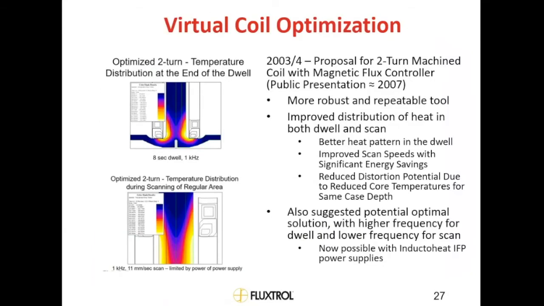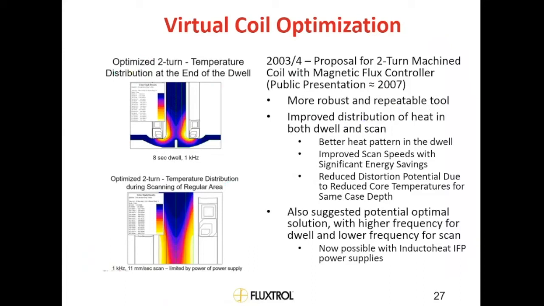This led to proposals for an optimized inductor that was machined, profiled, and with the appropriate magnetic flux concentrators. It led to a more robust and repeatable tool. It improved the distribution of heat in both the dwell and the scan. It led to a better heat pattern in the dwell, improved scan speeds with significant energy savings, and then reduced dimensional movement potential due to reduced core temperatures for the same case depth.